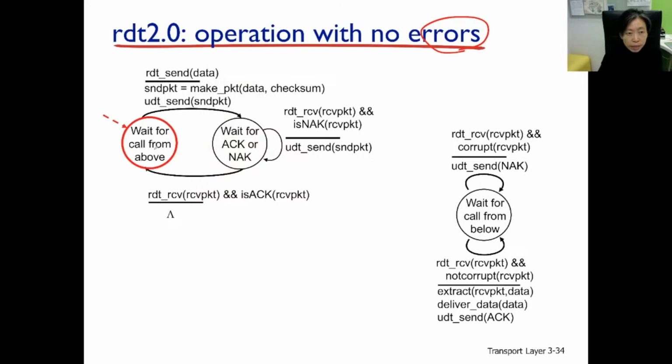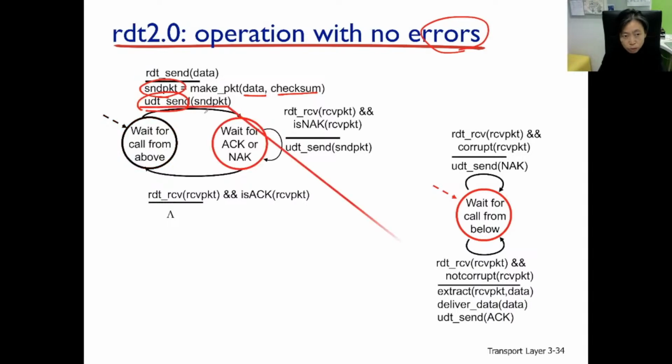Originally, the sender starts from the initial state, wait for call from above. The receiver also starts here, wait for call from below. Now we get a call from above. RDT send is being called from the application layer, the sending process. The sender side would take the data, add the checksum, create a packet, and then call the UDT send to send it out.